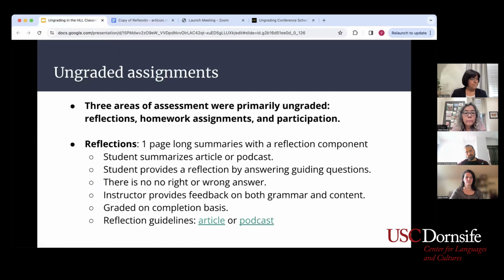Again, the reflection assignments were designed to motivate students by providing them with the opportunity to explore and to find a topic that was of interest to them individually, an authentic text that they felt comfortable with according to their level of readiness. And they had a choice between reading an article and listening to a podcast. And they also had a choice, especially with the podcast, to listen to one in Spanish or one in English because they are bilingual.